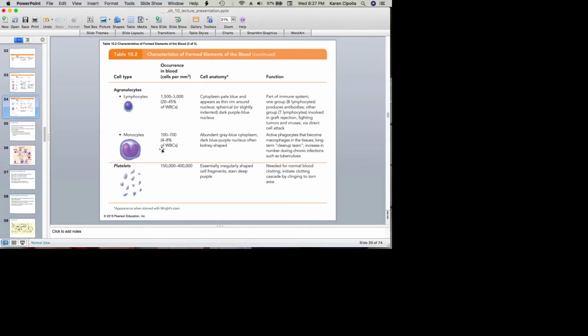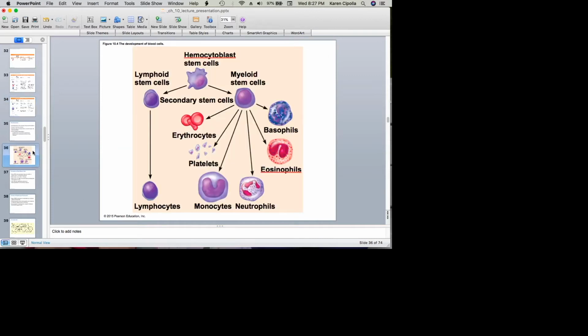Your lymphocytes are 20 to 45% of your white blood cells. They are your B lymphocytes and your T lymphocytes, and they're your first level of defense in your immune system. And the lymphoid cells are the sole producer of these lymphocytes. All others come from your myeloid cells, okay? Your erythrocytes, or red blood cells, platelets, monocytes, neutrophils, eosinophils, and basophils. Try saying that 10 times fast.